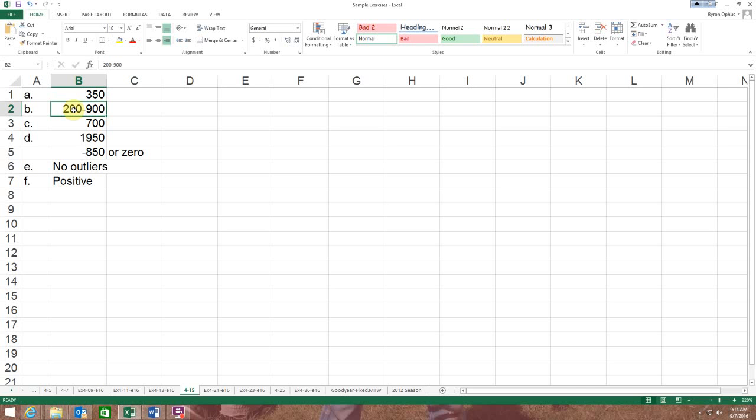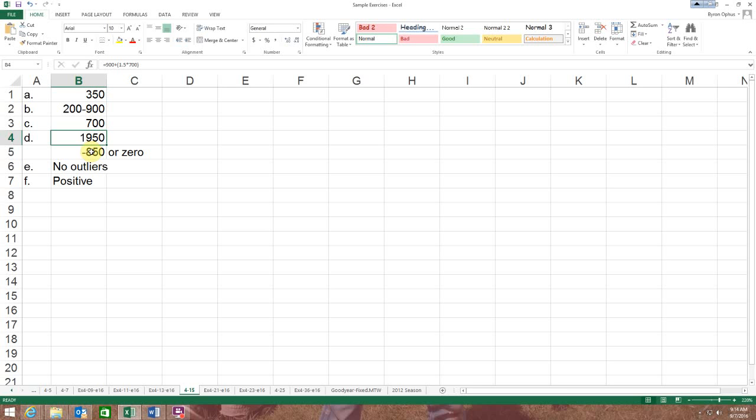Again, that differs from the back of the book. Of course, they know exactly what the numbers are, and they come up with a little different answer. I like these numbers because they're easy to work with. Then it says C, estimate the interquartile range for the amount spent. Well, the interquartile range is just the one minus the other, or 700. And D then says, beyond what point is a value considered an outlier?